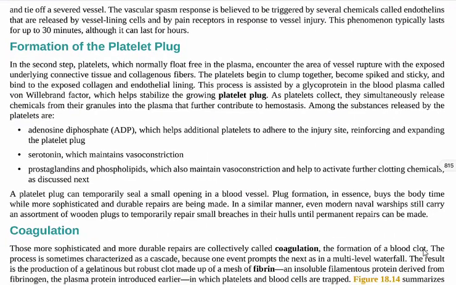The vascular spasm response is believed to be triggered by several chemicals called endothelins, and they are released by the vessel lining cells and by pain receptors in response to the vessel injury. So what we see is we have a cut, let's say, and then the cells lining the blood vessel that was cut, and the pain receptors in that area, those two things are going to be releasing a chemical called endothelin.